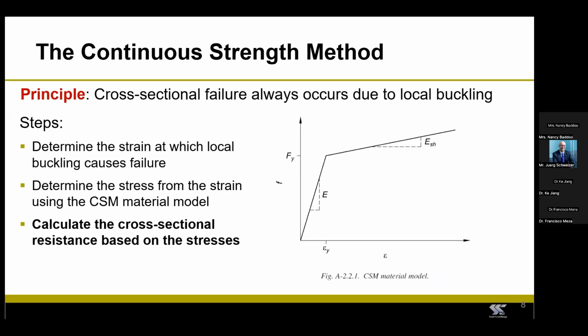Now, you can see from this figure that if the maximum strain the cross-section can resist is lower than epsilon sub y, then the maximum stress in the cross-section is going to be lower than the yield stress. And this would be effectively the case of a slender cross-section. And in this case, you will not be able to take advantage of the strength hardening. Now, if the maximum strain the cross-section can resist is larger than epsilon sub y, that means that the cross-section is either non-slender or compact. And in this case, the cross-sectional resistance you will get using the CSM is going to be larger than you would get if you use the traditional design method.